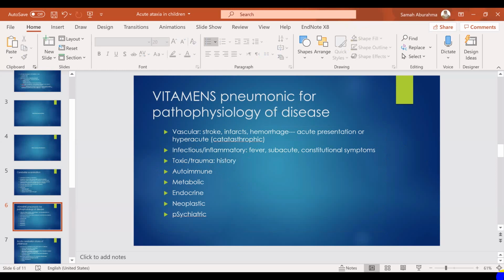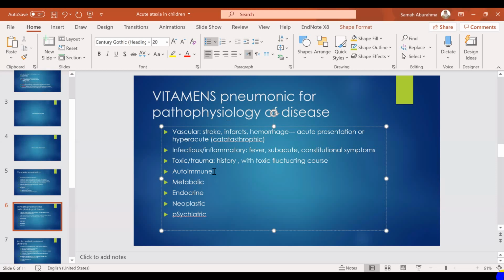With toxic ingestion, also typically we will have a fluctuating course. This is typical for toxic ingestion. Like he would be fine, then he has decompensation. A few hours later he's better again. Okay, this could be a toxic presentation, intoxication.